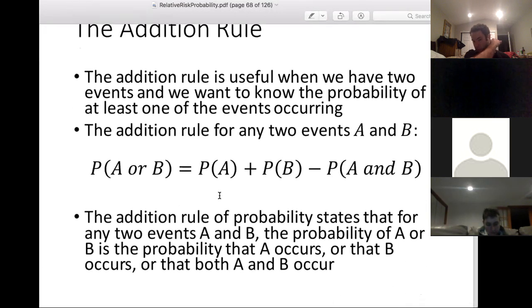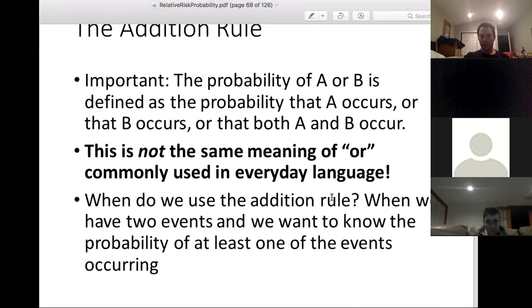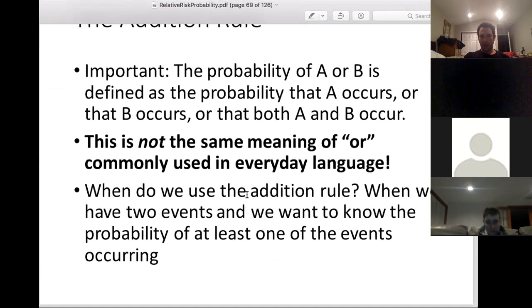So next we'll talk about the addition rule. The addition rule is important because of joint probabilities. Here we learned about how to calculate the probability of both A and B occurring. Now we're going to learn how to calculate the probability of A or B occurring. The addition rule says that the probability of A or B occurring is the probability of A plus the probability of B minus the probability of A and B. This is important because we have to use this when there's a joint probability and we want to know the probability of at least one of the events occurring.